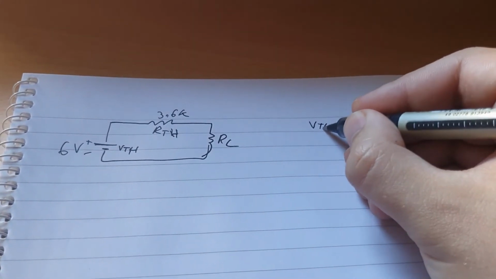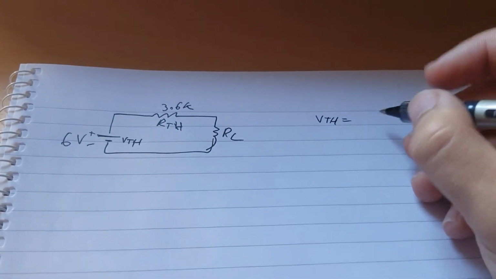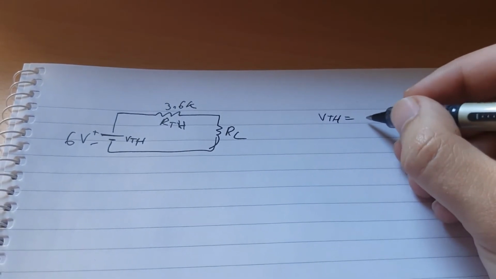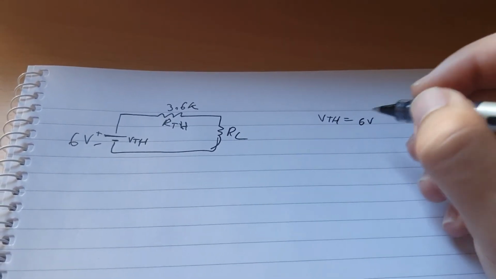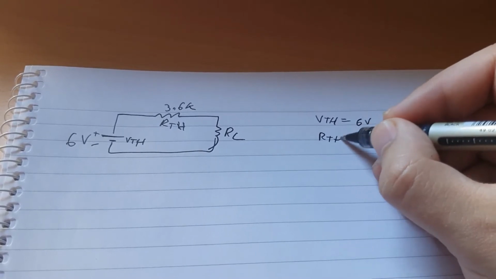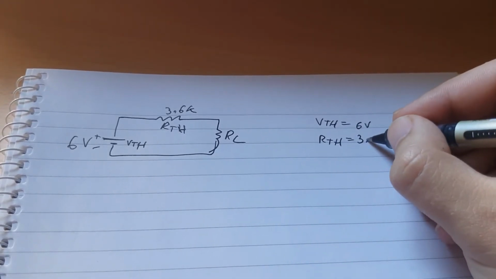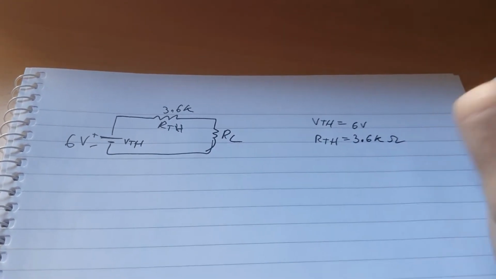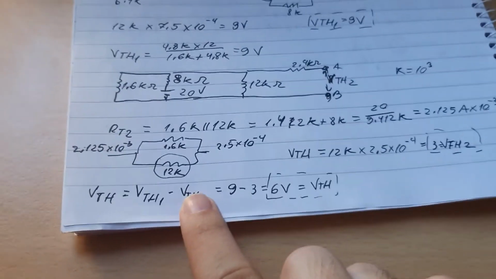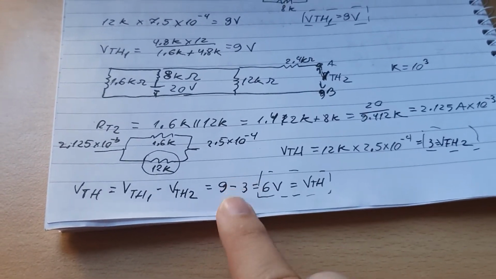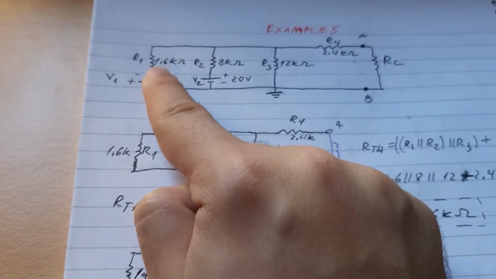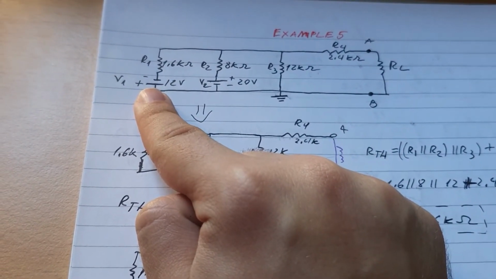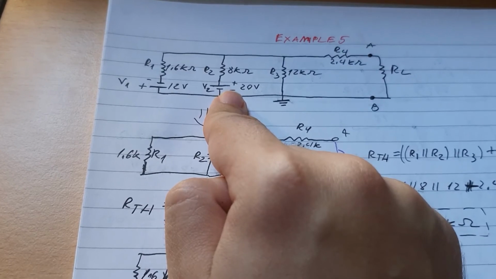VTH is equal to 6 volts, and RTH is equal to 3.6K ohms. Now you may wonder why on the last step we took them away, we did 9 minus 3. Well, it's because they have different directions, as I showed you. This one is negative to positive, and this side is positive to negative.